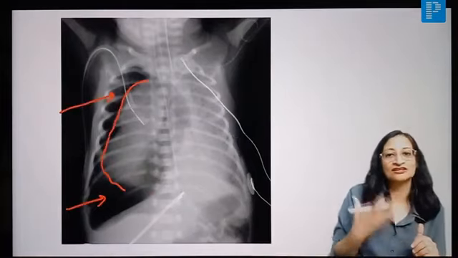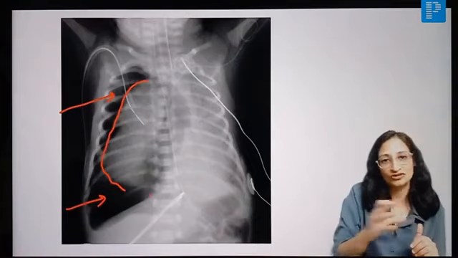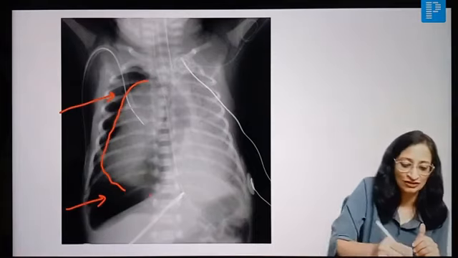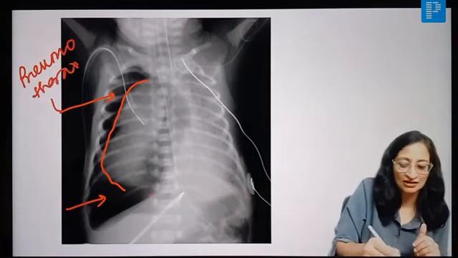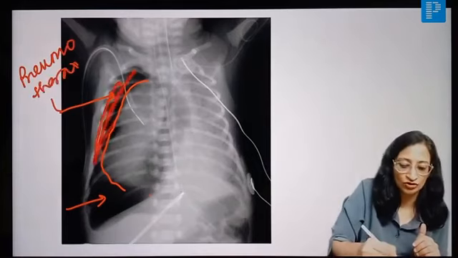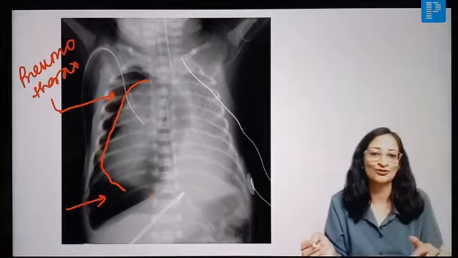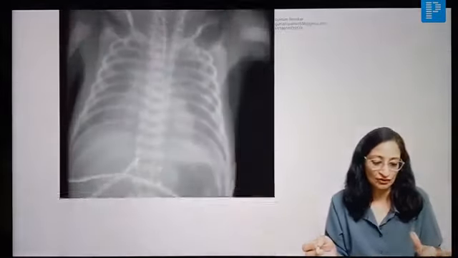Okay, so if there is air inside the chest cavity and the lungs are getting collapsed, what is your diagnosis? Yes, very good guys. So this is pneumothorax. You must be able to identify pneumothorax. You can see in this black area there are no bronchovascular markings. This is pneumothorax.